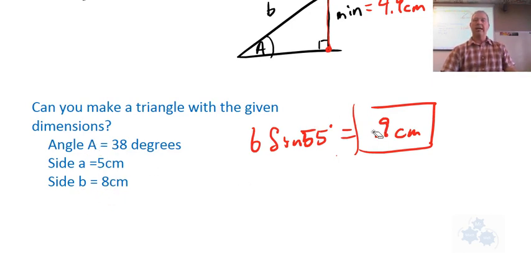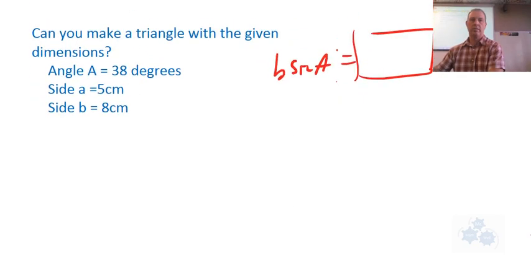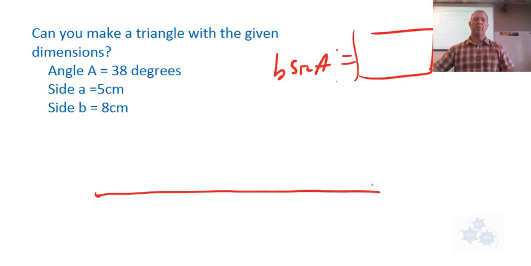But we are going to check to see how this works. So again, the minimum requirement is B sine A. So I'm going to sketch this out. This is how you should do this. I always draw a line on the bottom first, because it doesn't matter how long this is. This is like side C or something.